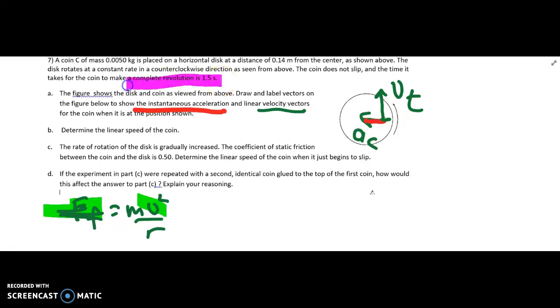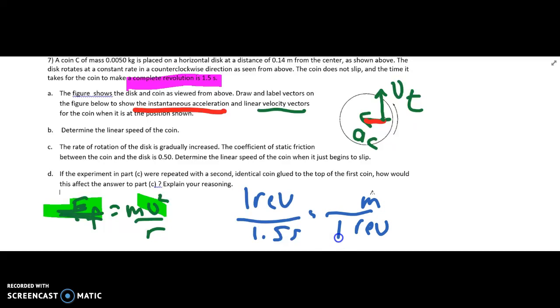Right here, it says it takes 1.5 seconds to do one revolution. That is a distance and a time. So I go 1 revolution in 1.5 seconds. Now we can do some dimensional analysis, multiply by our conversion factor. We want to get rid of revolutions and go to meters. 1 revolution is 2 pi times r, which is 0.14 meters. Okay, that's a 0.14. So then I'm left with a velocity that you can write down for that one.